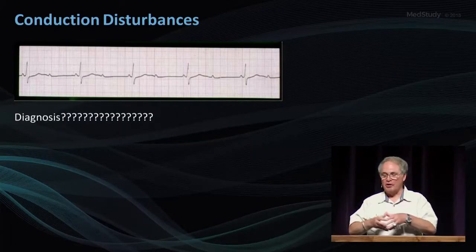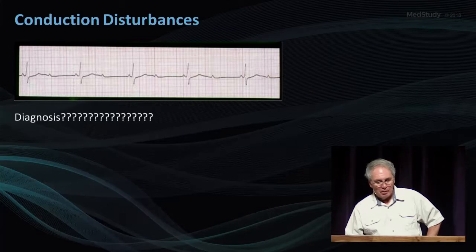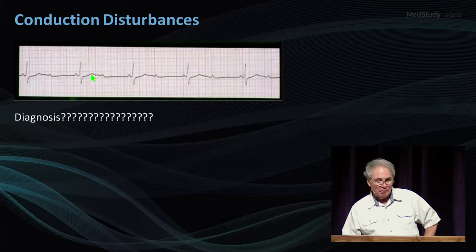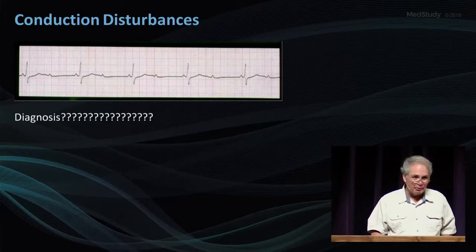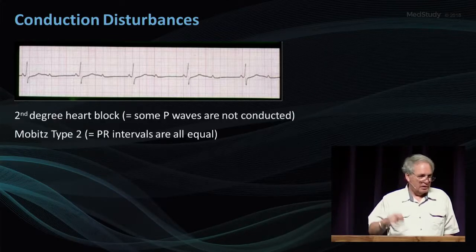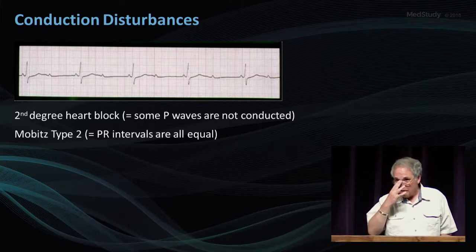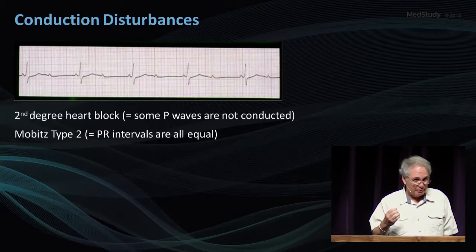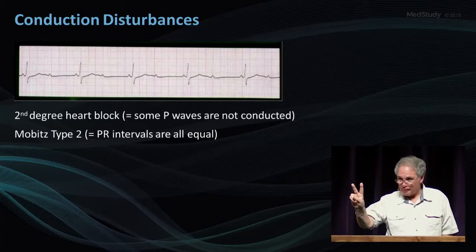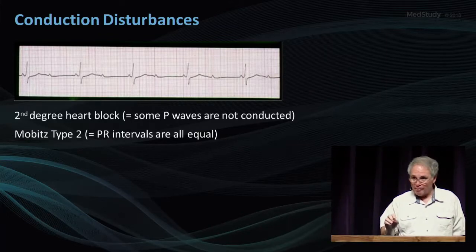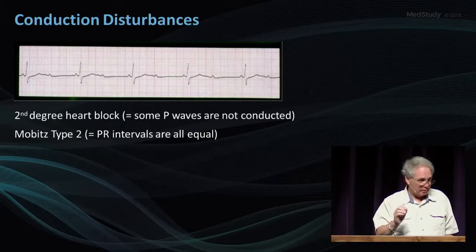Okay, next one. Here's another level of conduction disturbance. Let's look at this one. Remember, always start where it looks most normal. PQRST, okay, that's cool. P, nothing. PQRST, P, nothing. PQRST, P, nothing. Okay, we need to give this a name. You've got to choose the right diagnosis on your multiple choice question. Second-degree heart block. Why? Some of the P waves are not conducted. Mobitz type 2. PR intervals are not changing. Very simple, okay? These kids require careful follow-up, and some will require a pacemaker.